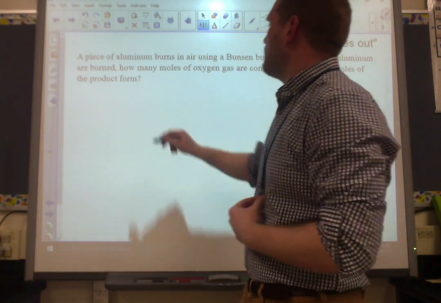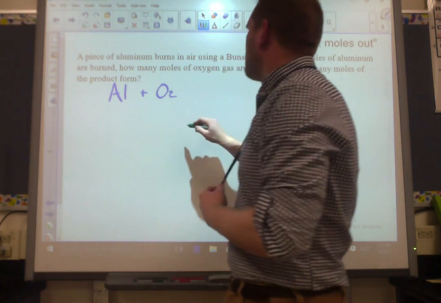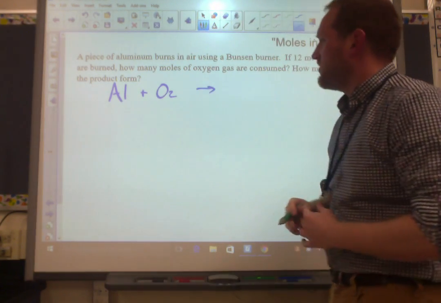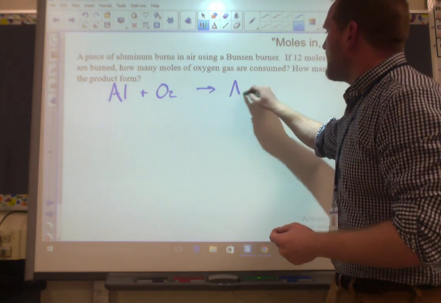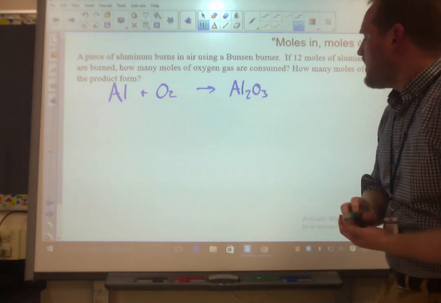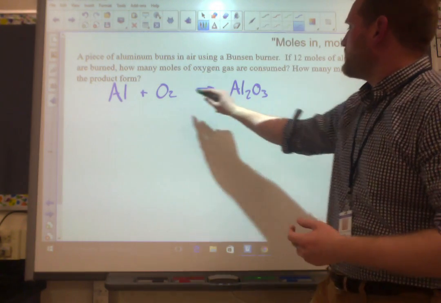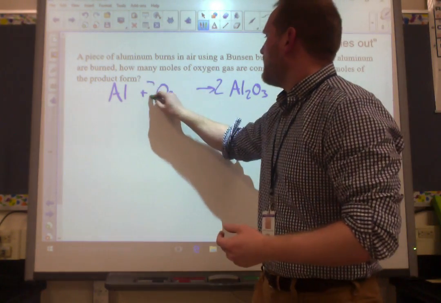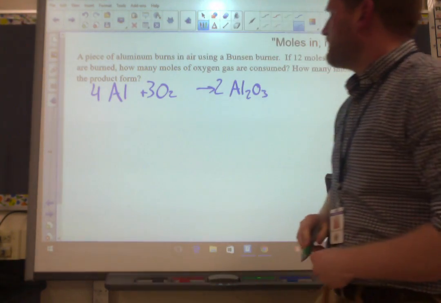So we have aluminum burns in air. That's going to be Al plus O2. You have to know that this is going to be a synthesis reaction. Aluminum is going to bond with oxygen, forming Al2O3. And now we go back and balance it. So let's see, 3 O's and 2 O's. Let me put a 2 there and a 3 here, and 4 aluminums there.